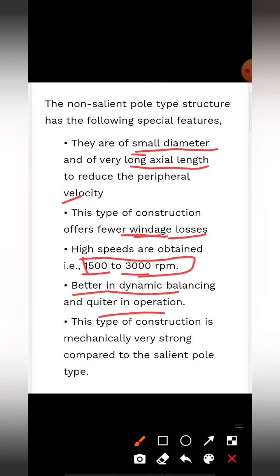This type of construction is mechanically very strong compared to the salient pole type. The non-salient pole type is mechanically very strong.